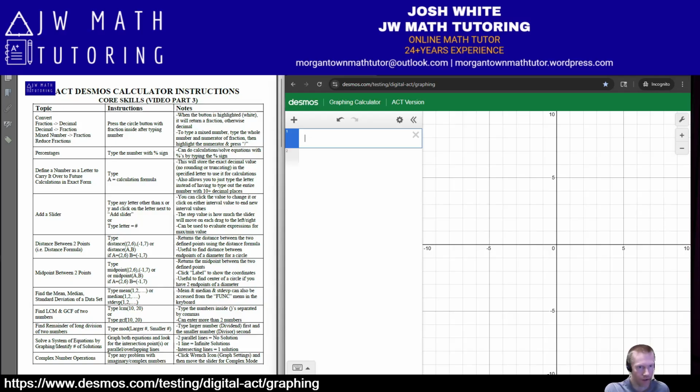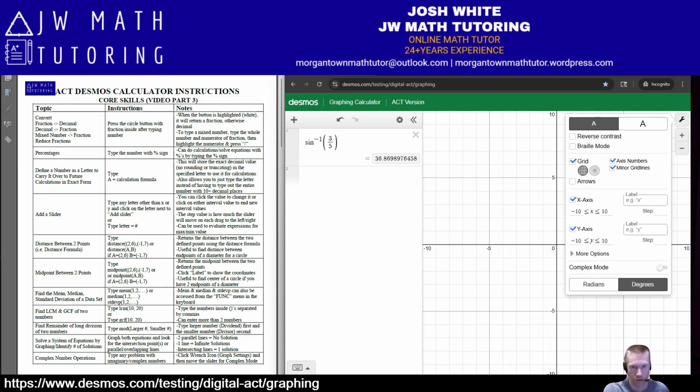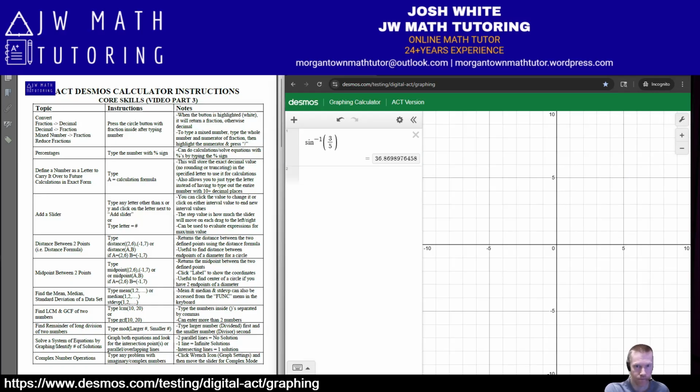Next thing, let's talk about defining a number as a letter, to basically carry it over as an exact value. So where this is really useful is you define something, you solve something, whatever. You get a value for something, and then you want to use that value in another calculation. Here's an example. I'm going to do the sine inverse of 3/5. Now, notice this is already set up in degree mode. So it's giving me, so this angle that I'm looking at is 36.869 degrees.